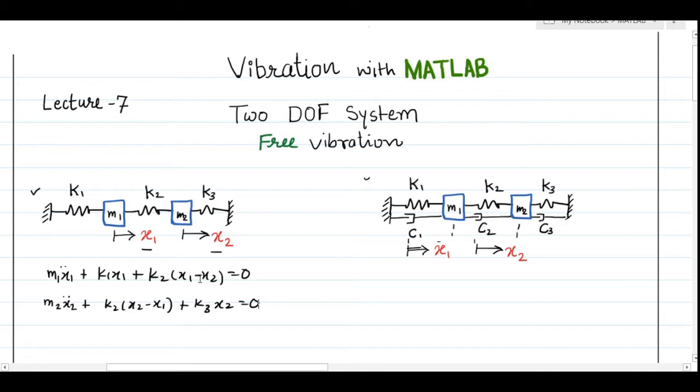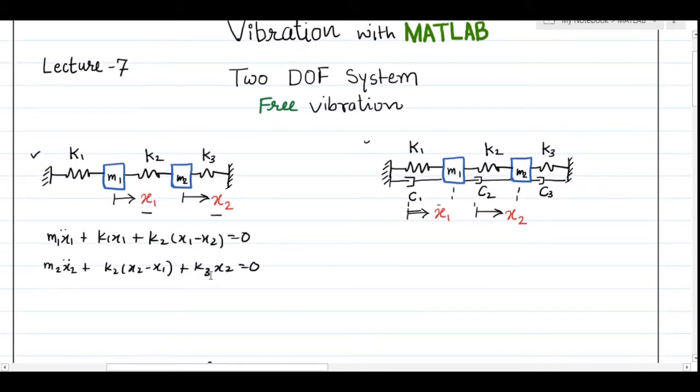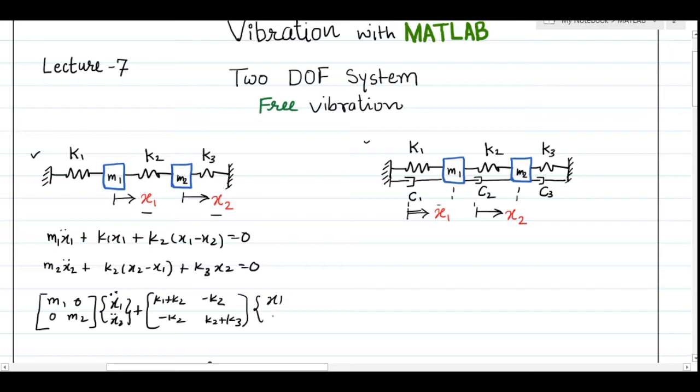If I rearrange these terms, I will be able to write my equation in matrix form, which looks like this. This is my mass matrix multiplied with the acceleration vector, and then we will have the stiffness matrix, that is a symmetric matrix: k1 plus k2, minus k2, minus k2, and k2 plus k3. It will be multiplied by x1 and x2, and that will be 0 in case of free vibration.